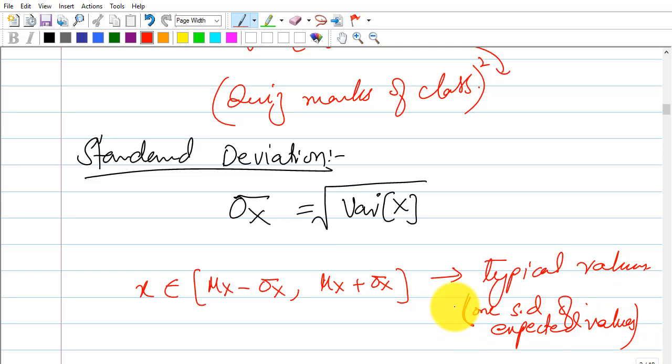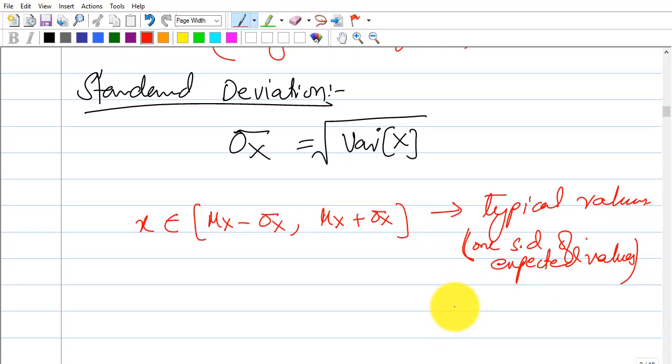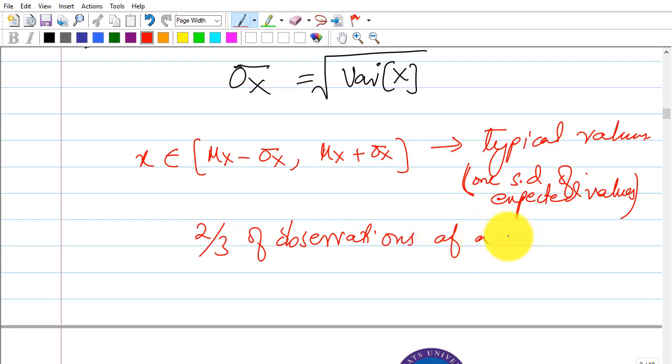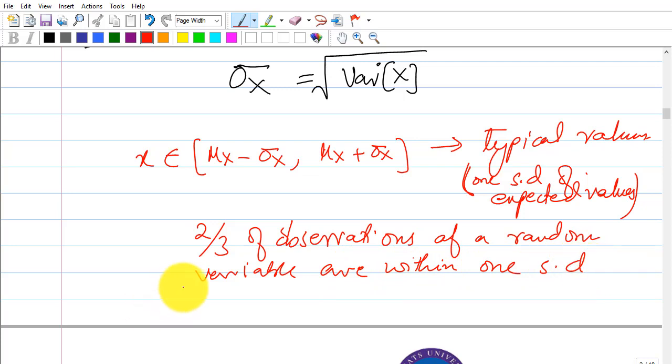Sometimes we call these values the typical values, meaning most of the values. It is observed that about 2/3 of the observations of a random variable are within one standard deviation of the expected value.